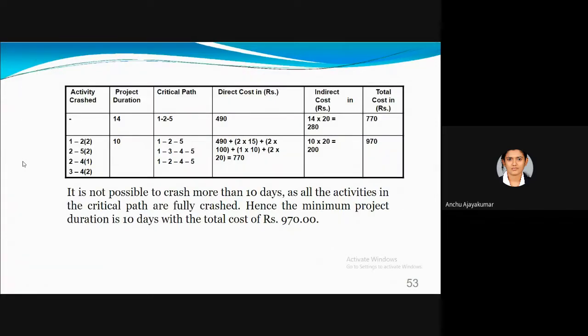So first, in our starting case, we have completing in 14 days with our critical path 1 to 4, without direct cost and indirect cost. So direct cost plus indirect cost will give you the total cost.